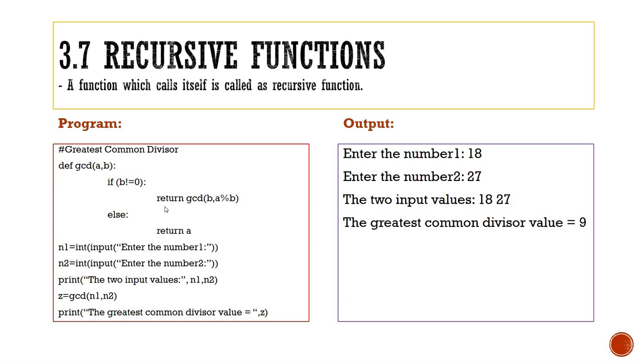So once again it will call GCD of 27, 18, and the process is repeated. So the final answer for this is 9. So the greatest common divisor value is stored in Z, and the Z value is being printed.